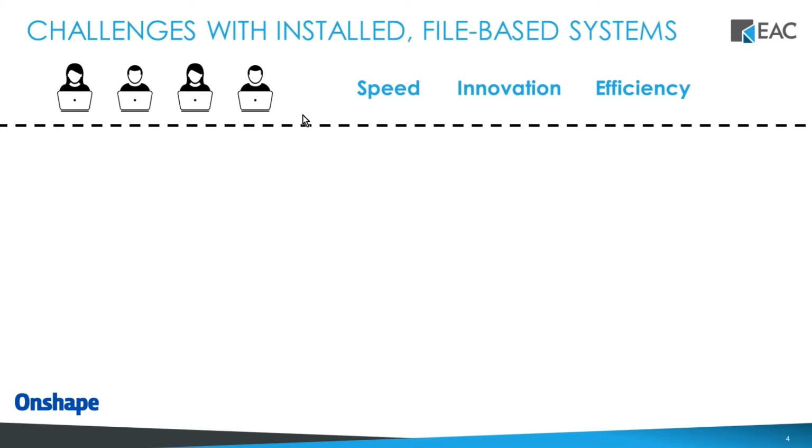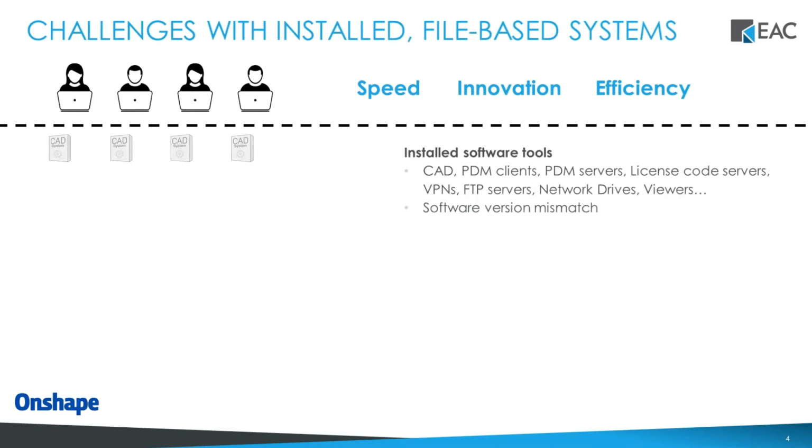First of all, typical design process: engineers, designers, they want to be able to work quickly, innovate, be efficient. The things that keep them from doing that are the things that we use in your typical CAD system. We have to load software. We have PDM clients, we have VPNs to access things, FTP servers, network drives, could have security software, all kinds of things that we need to have in place before we can really start doing our work.